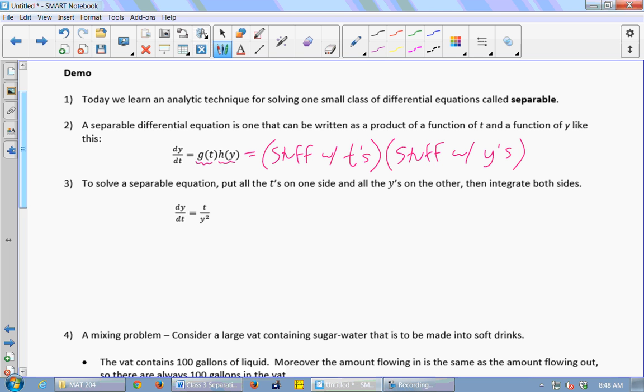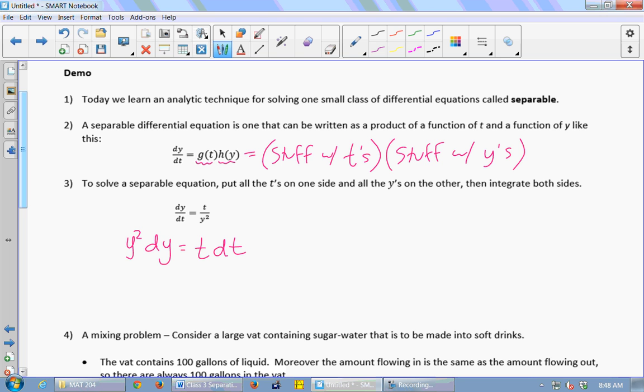So to solve a separable equation, you treat the dy/dt like a fraction, and you gather all the y's on one side and all the t's on the other. So here I'm just going to cross multiply. So I would have y squared dy is equal to t dt. Multiplying both sides of that equation by y squared and both sides of that equation by dt.